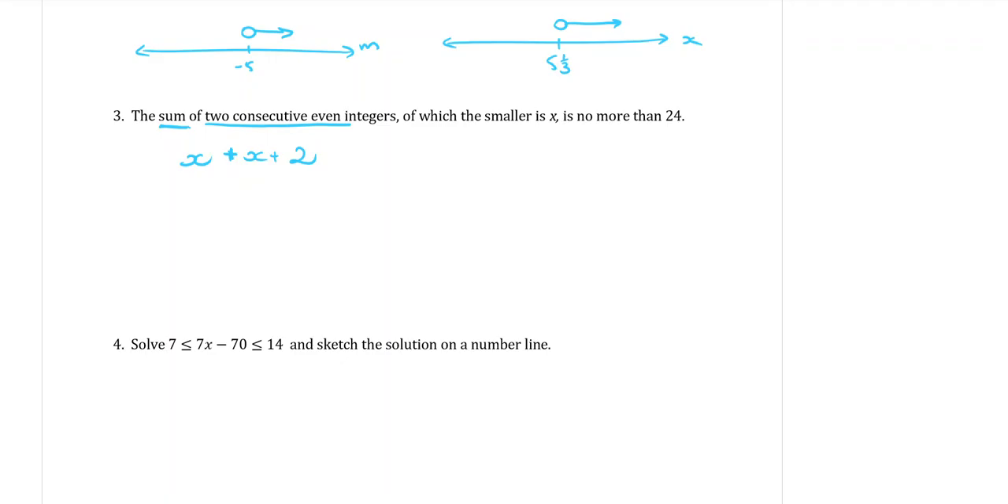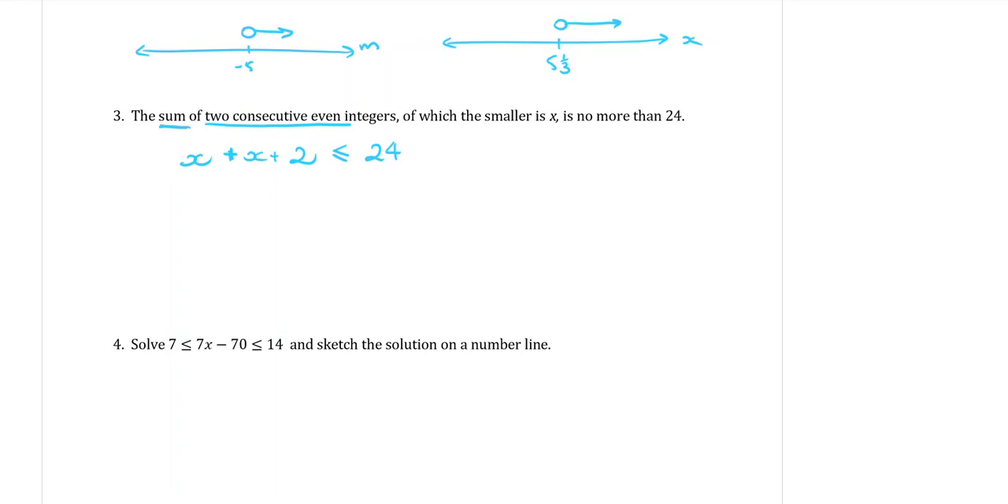So this, at the very, very most, can be 24. But that means it could be less than or equal to. So it could be 24 or it could be less than 24. So no more, that's what no more than means. Could be 24, but it could also be less than that.